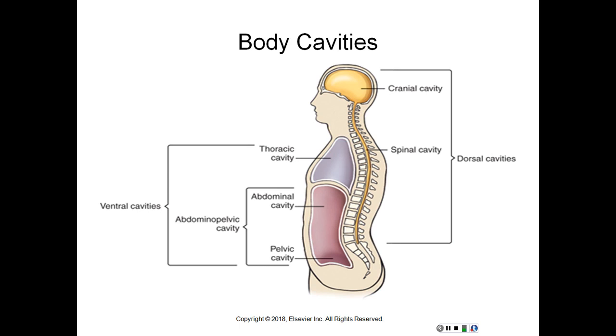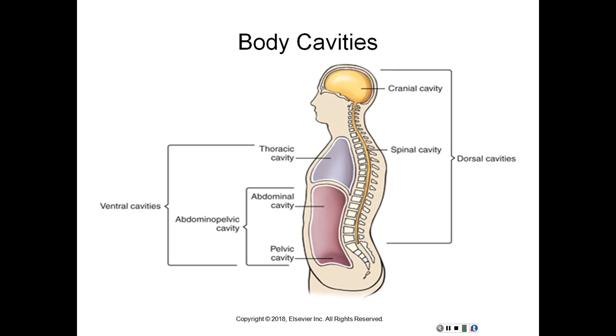So first of all, cranial cavity, space inside the skull or the cranium containing the brain. Spinal cavity, space inside the spinal column containing the spinal cord. Thoracic cavity, space containing the heart, aorta, lungs, esophagus, trachea, bronchi, and mediastinal area.